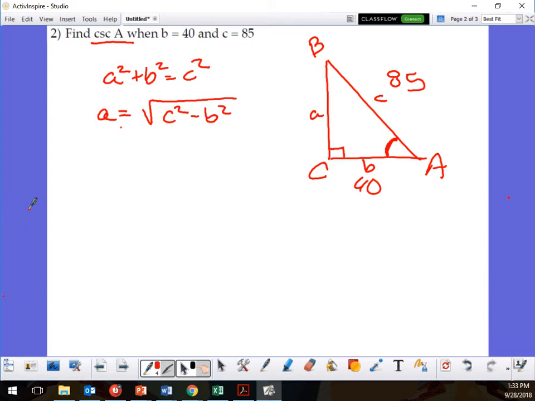Okay. Attention up here. Now, this is the shortcut formula. A is equal to the square root of C squared, which is 85 squared, minus B, 40 squared.